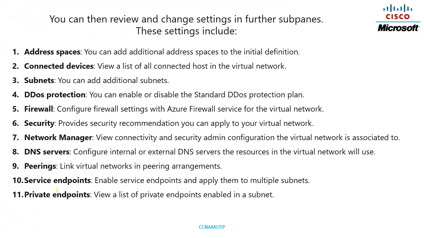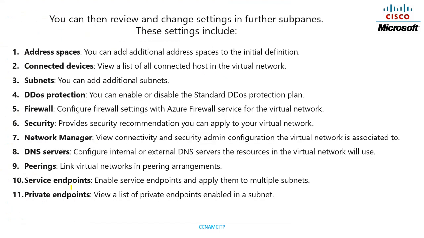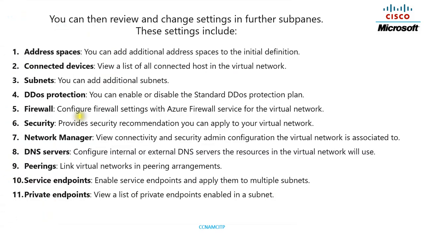So you can see same thing just now I told you, what and all is mentioned here is here, same thing. You can then review and change settings in the further sub pane, okay, this is your sub pane, this one, and same thing, address space, you can add additional address space to the initial definition. Connected devices, view the list of all connected hosts in the virtual network. Subnet, you can add additional subnets. And this DDoS protection, you can enable or disable the standard DDoS protection plan.